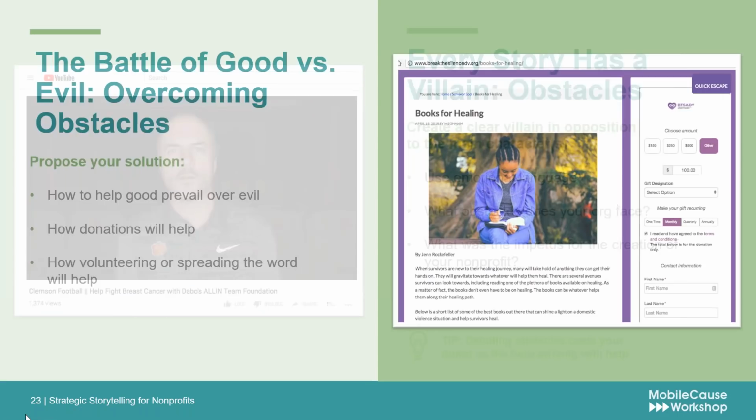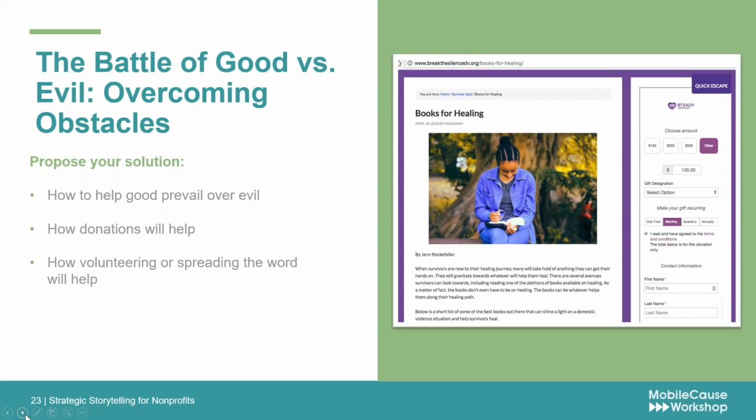Okay. For the next part of storytelling, the battle of good versus evil. So at this point, how is your organization overcoming these obstacles? This really becomes the climax of the story. And this is usually the time where your organization is actively running the campaign. So you've introduced the main characters, you've outlined the villain or the problems that you're facing, and now you have the opportunity to propose the solution.